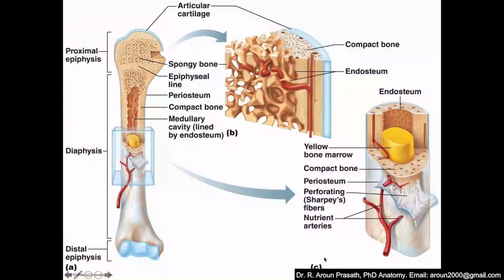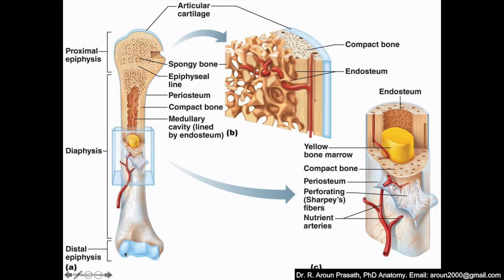Let's go to the parts of the bone. When you take a long bone, we have the upper end, the lower end, and the shaft region. When you come to the upper end, we call it the proximal end because it is towards the midline. Then this is the distal end because it is away from the midline.